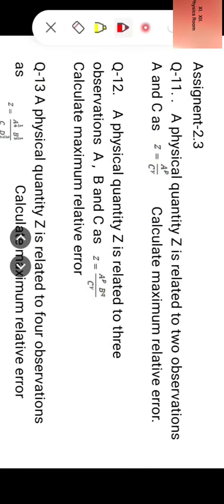Now assignment 2.3 continued. Question number 11. A physical quantity Z is related to two observations A and C as Z equal to A raised to power P divided by C raised to power Y. Calculate maximum relative error. Question number 12. A physical quantity Z is related to three observations A, B and C as Z equal to A raised to power P, B raised to power Q and C raised to power Y. Calculate maximum relative error.